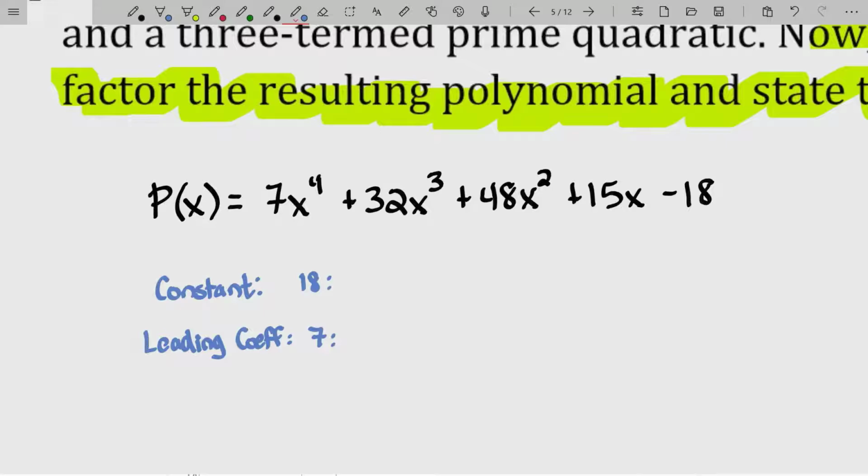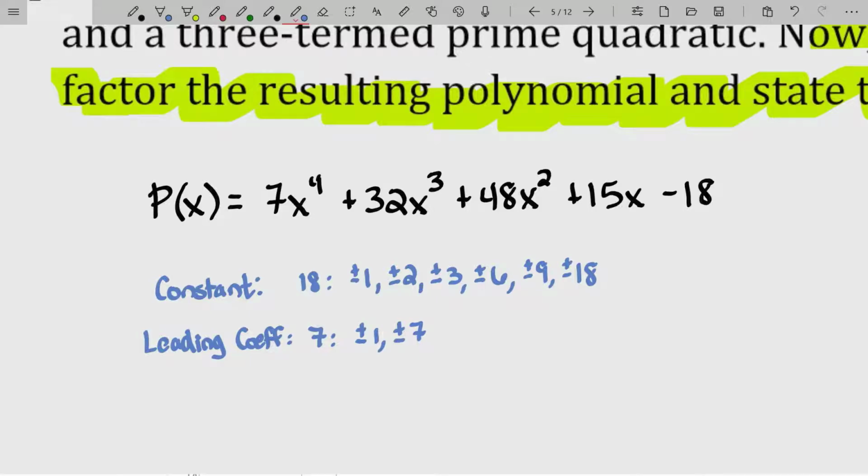What you're really worried about is just the magnitude of that number so you can figure out the factors. The factors of 18 are plus and minus 1, plus or minus 2, plus or minus 3. Those are all the numbers that go into it. Plus or minus 6, plus or minus 9, and then plus or minus 18. 7 is easy, right? Plus or minus 1 and plus or minus 7. Those are my only options.